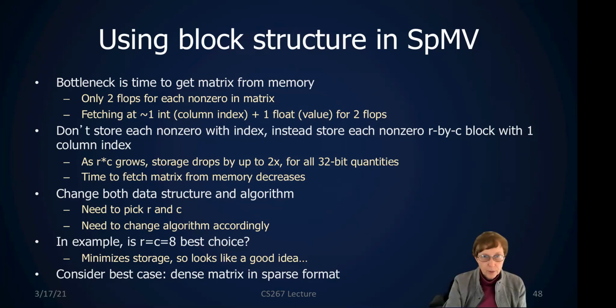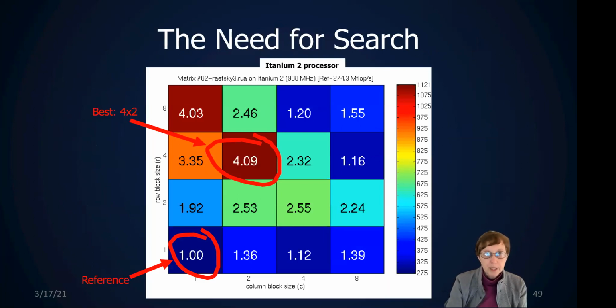So what is actually going to be optimal? Well, in this particular matrix, this shows the different block sizes across the X and the Y axis. So this is the row block size R across the Y axis and the column block size C. These are the sizes of the little dense matrix subblocks. And what you can see is that although 8x8 is certainly better than 1x1, the reference here, which is showing the megaflop rate on old processors, runs at about 270 megaflops, and that's the 1.0 here.